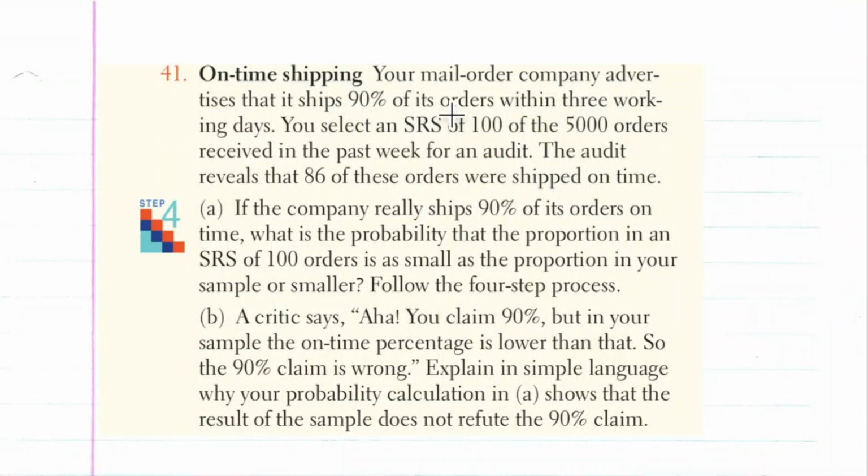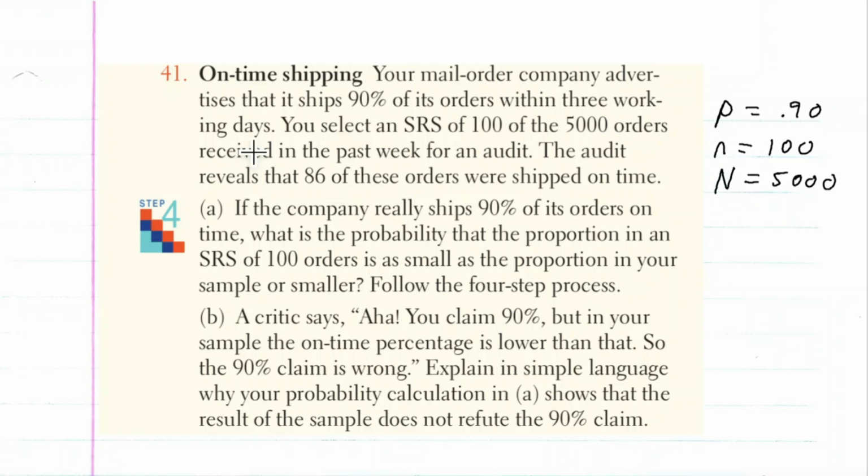Your mail order company advertises that it ships 90% of its orders within 3 working days. So they're proposing that their population proportion is 0.90. You select an SRS of 100, so our sample size is 100 orders, out of the 5,000 orders received in the past week for an audit, so the population size is 5,000.